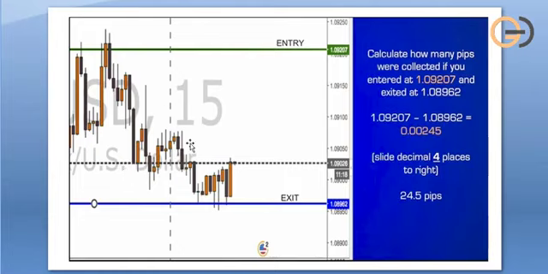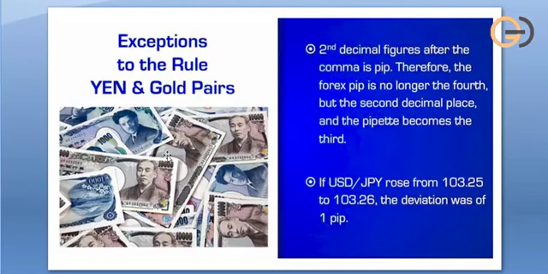So to calculate this, you remove the entry point from the exit point, and then you slide 4 decimal places to get the exact number of pips that the price has moved. Okay, so that is how we get it.